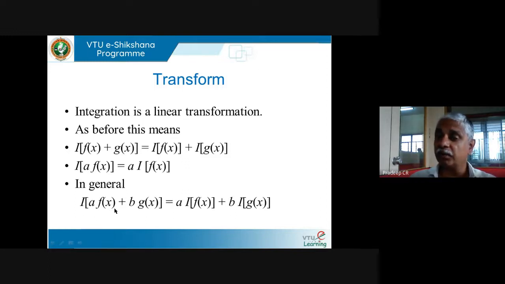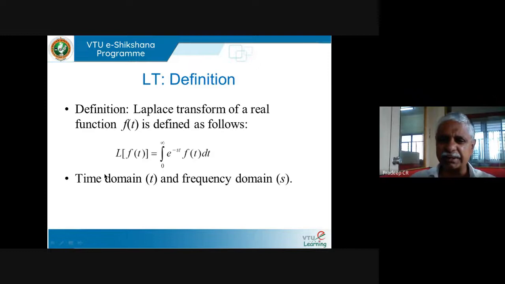I'm not telling too many details about from where to where, but basically what I and D both do is take a function and give another function. And in the process, it satisfies this property. You can write either I or D, and in either case I'll say I or D is a linear transformation. So this should be the motivation to understand the linear Laplace transform.